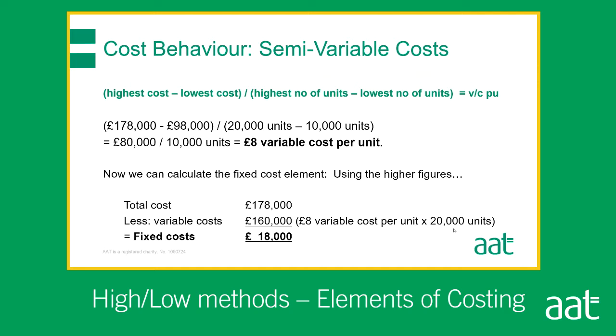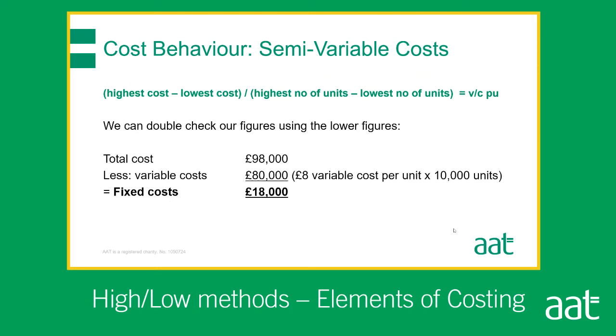Then if we use our lower set of figures, we can double check our fixed costs still equal £18,000. So now we've got the £98,000 lowest cost, using the 10,000 units lowest number of units multiplied by £8 variable cost per unit, £80,000, we have got £18,000.